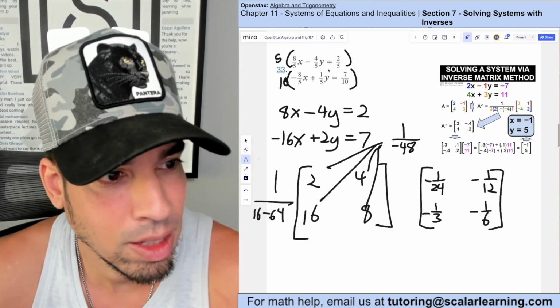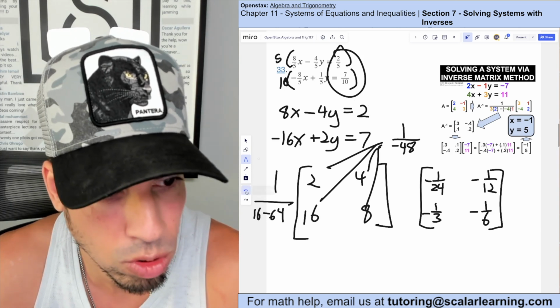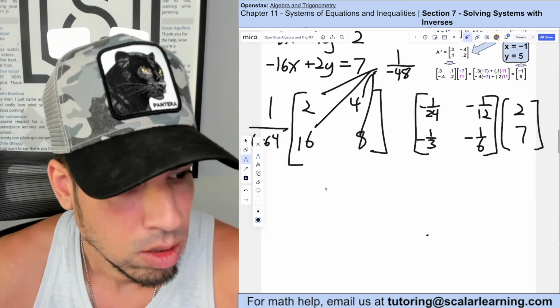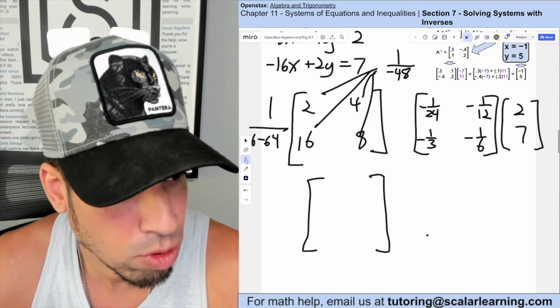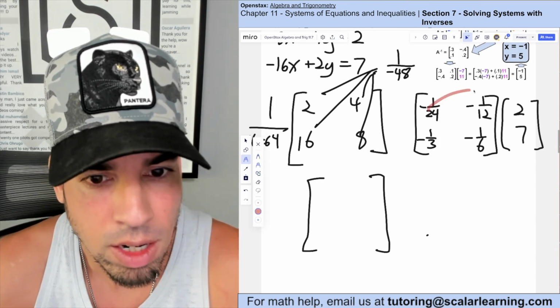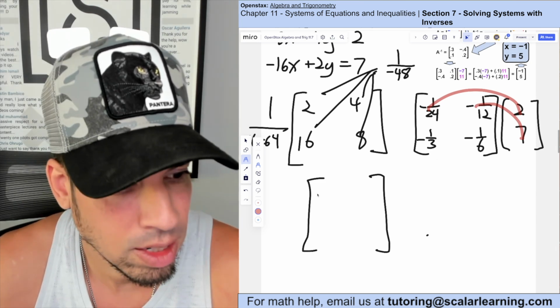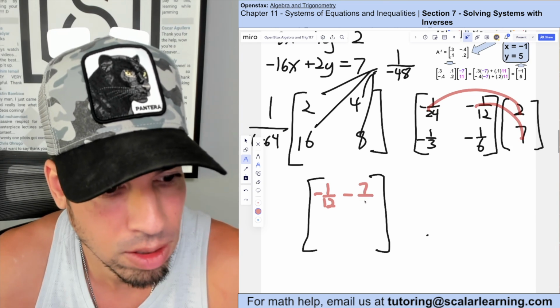Okay, now we take this and we multiply against the constants, but since we modified them, we got to do those two, 2, 7. So we multiply this against 2, 7. Now just making a little bit more room, and we're going to color code the multiplication process. Here we go. So we got -1/24 times 2 plus -1/12 times 7. That is -1/12 minus 7/12.